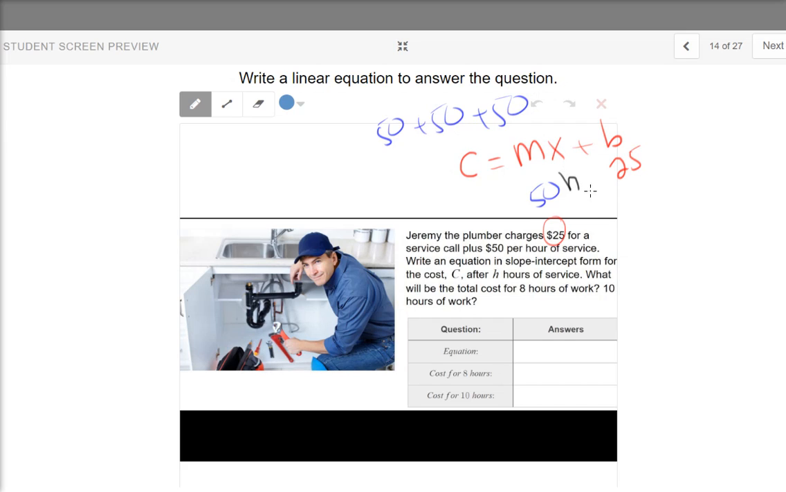So this was 3. All right, so it depends on how many hours he's there. He doesn't have to be there 1 hour. He could be there for 0 hours or 1 or 2 or 3. All right, so this is going to be the cost. Okay, so that's your equation.